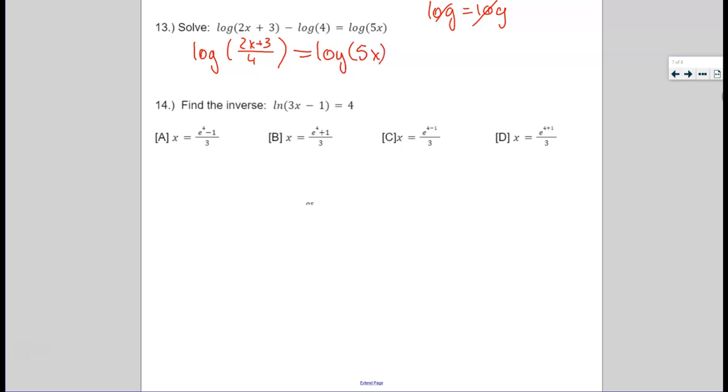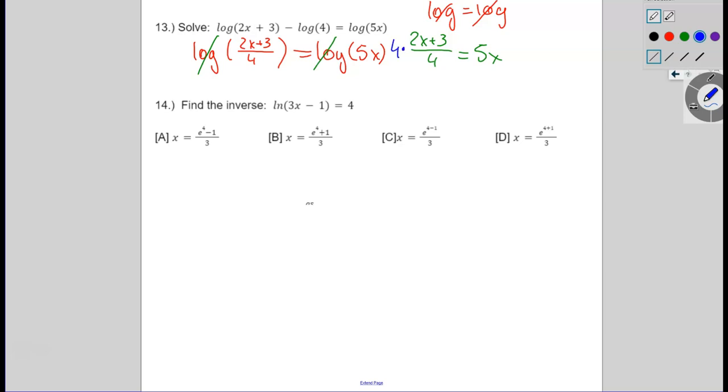Now, since both of those logs are on each side of the equal sign, I could proportionally cancel them out, which leaves me with the insides of a 2x plus 3 over 4 equals 5x. Now to get rid of this 4, I'm going to multiply both sides by 4. Okay, so these can cancel out, leaving me with 2x plus 3 equals 20x.